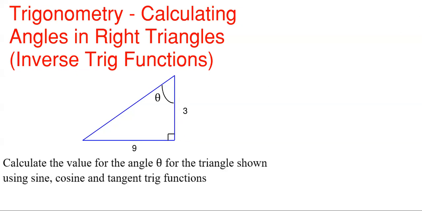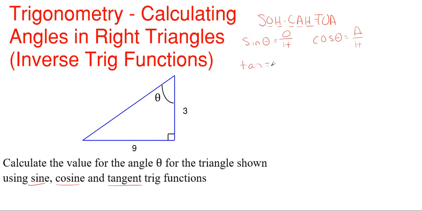Knowing that we are going to have to use sine, cosine, and tangent trig functions, we can use the acronym SOH-CAH-TOA. It will tell us what we need for each function. Sine of our angle is equal to the opposite over the hypotenuse. Cosine of the angle is equal to the adjacent over the hypotenuse. And finally, tangent is the opposite over the adjacent.